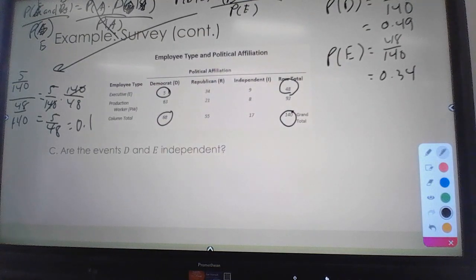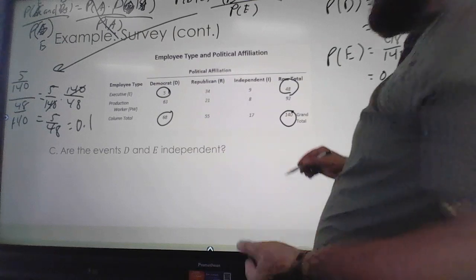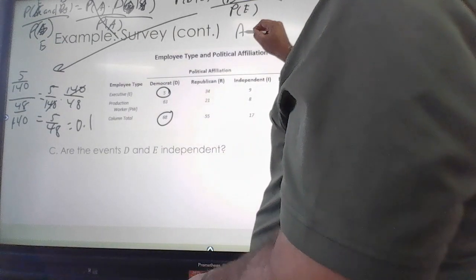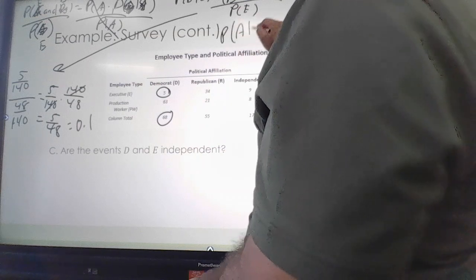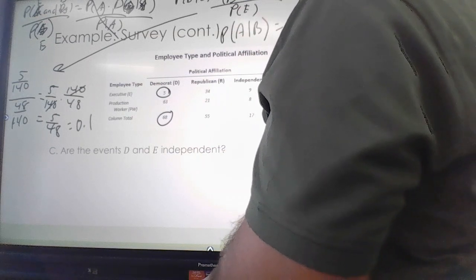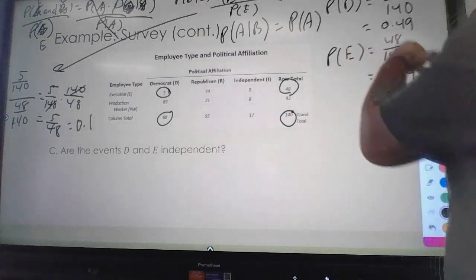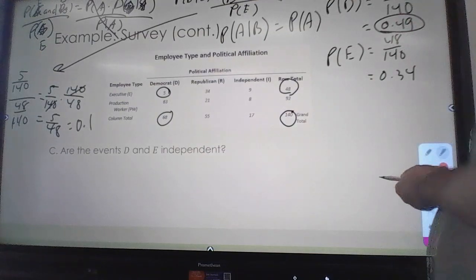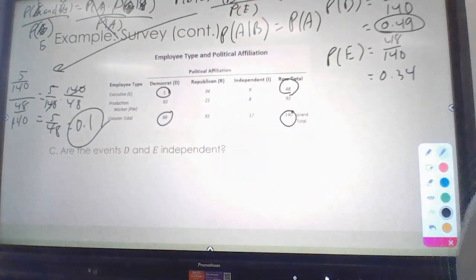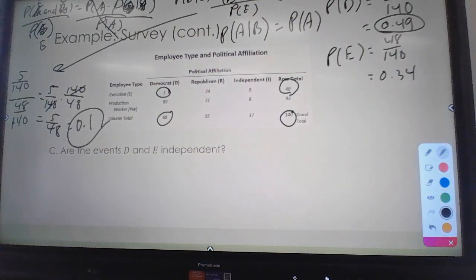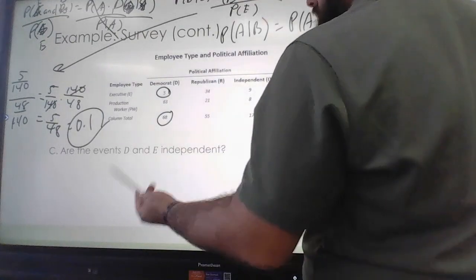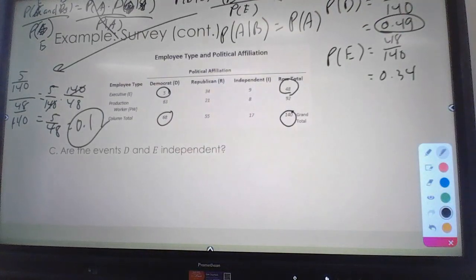Now, are those events D and E independent? Remember, in order for them to be independent, the probability of A given B has to be equivalent to the probability of A. So the probability of a Democrat given an executive has to be equal to the probability of the Democrat. This is the probability of the Democrat here. Here's my conditional probability that we calculated earlier. Those are not the same. If they were the same, then they would be independent, but they're not. The events are not independent.